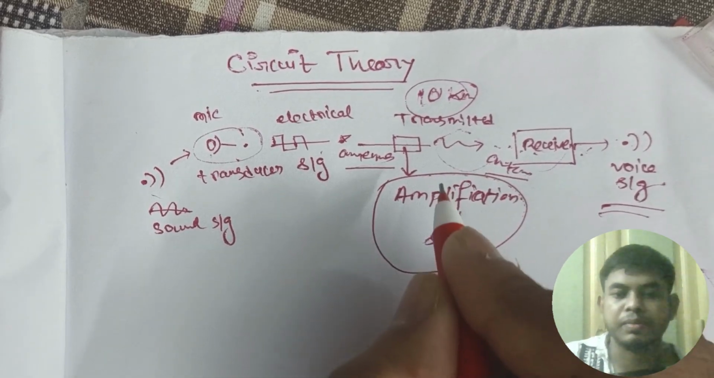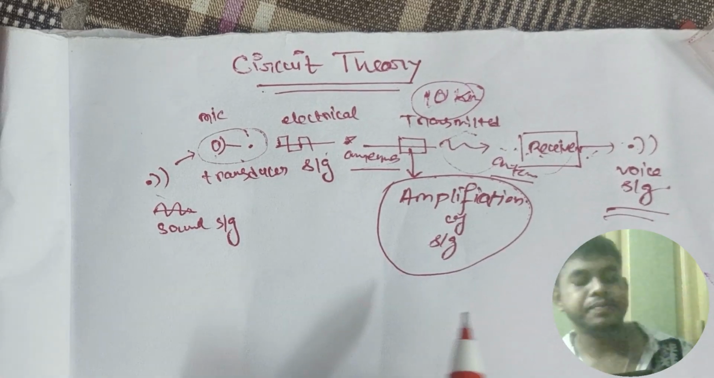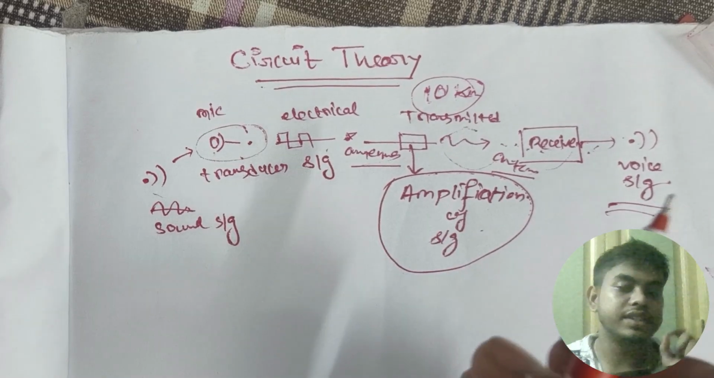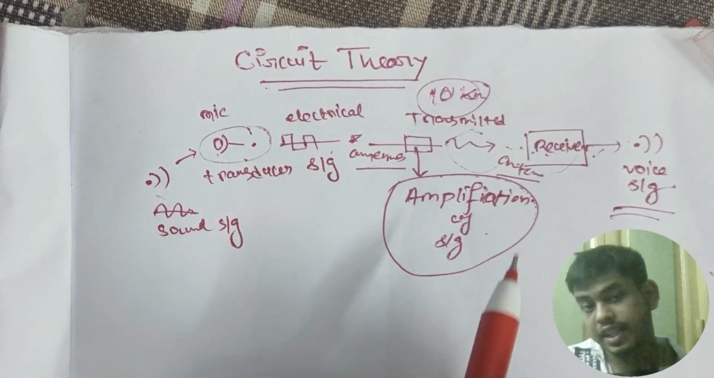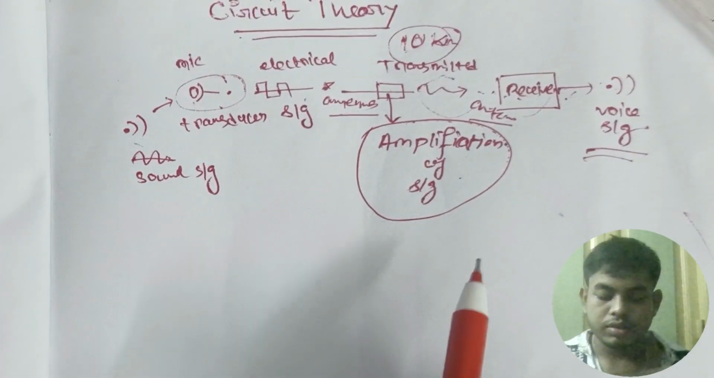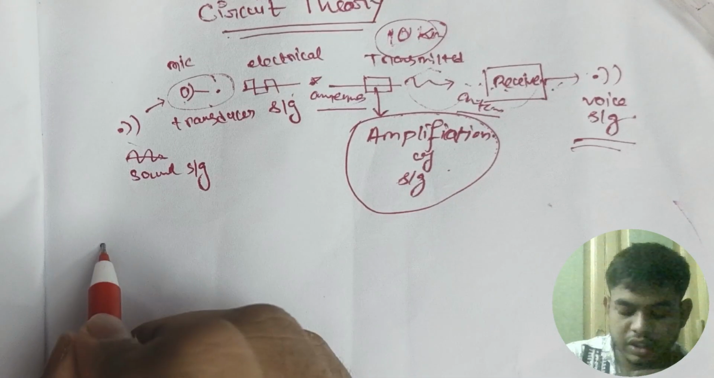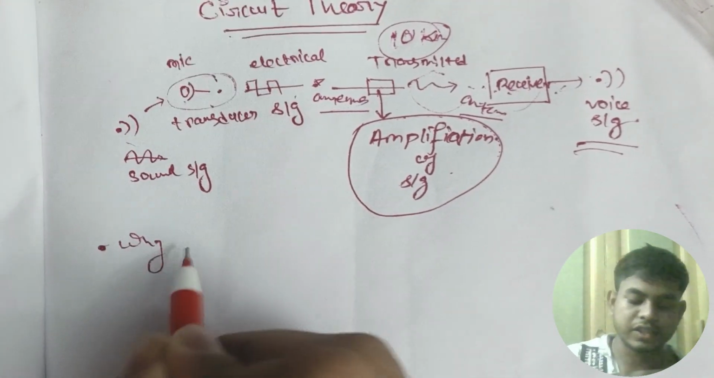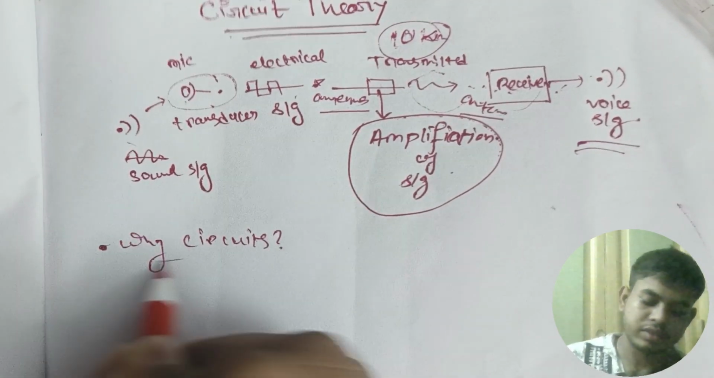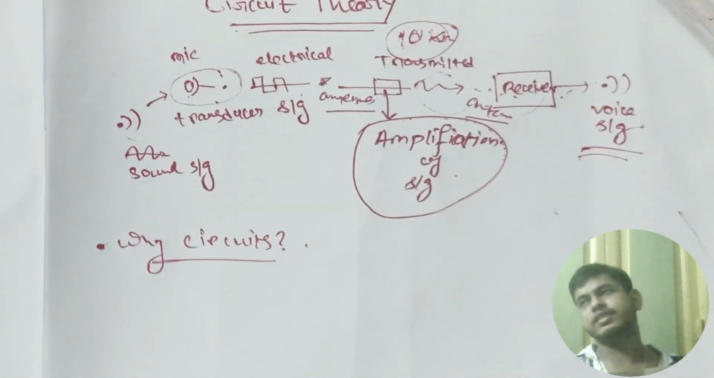Amplification of signal takes place. So to amplify the signal also we need electrical circuits. We need electrical circuits. So the question of why circuits.